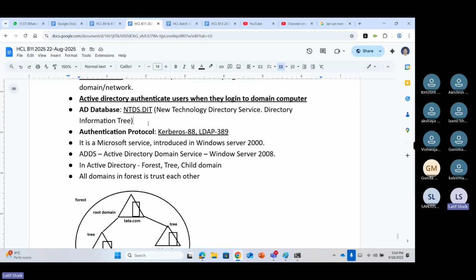Okay. Active Directory is basically a Microsoft service. It's available on Microsoft servers only. It was introduced in Windows 2000 Server. The name changed to Active Directory Domain Services in Windows Server 2008. Active Directory architecture contains forest, tree, and child domain. This is about Active Directory.